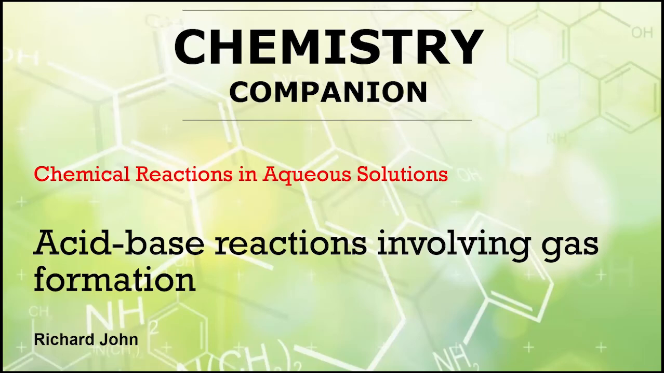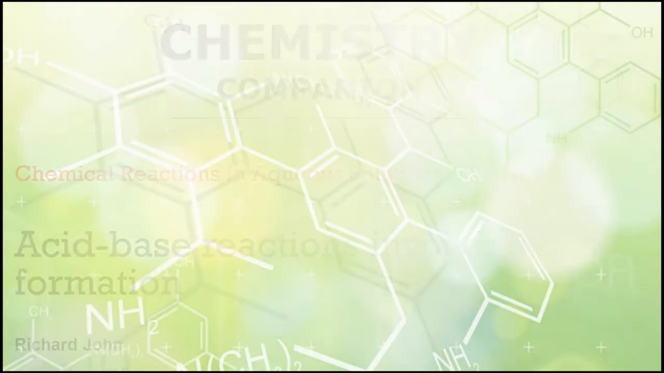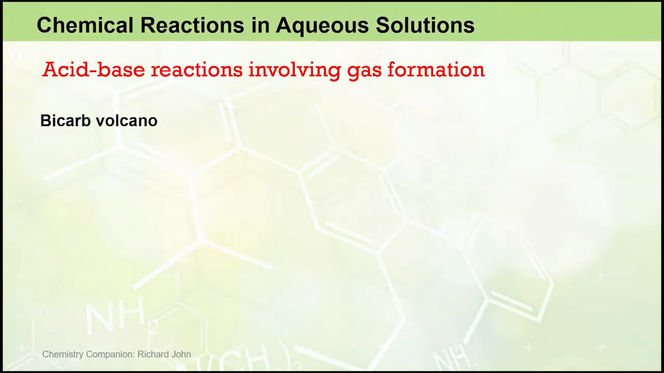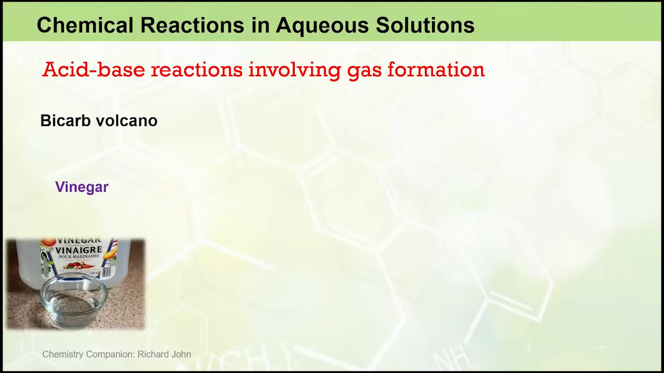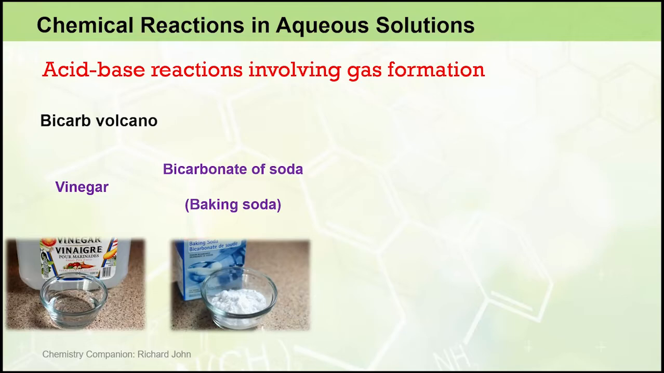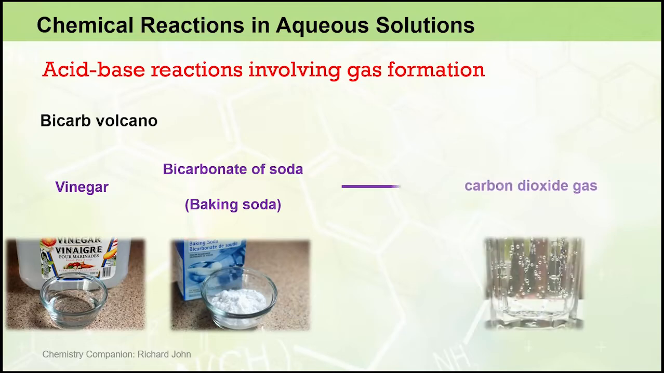Certain substances will react with acids to produce gases, and many of these reactions are fun to play around with in the chemistry lab or even at home. One that you can play with at home is the bicarbonate of soda volcano, otherwise known as the bicarb volcano, which involves mixing household vinegar with some baking soda or bicarbonate of soda to produce carbon dioxide gas, along with a couple of other products.